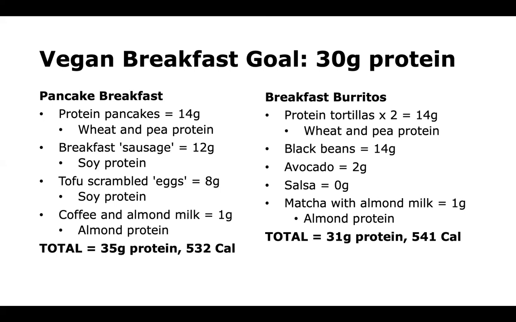And then we also have a breakfast burrito. So protein tortillas, which would be out of wheat and pea protein, so we'll have 2 of those. So 14 grams, so probably each tortilla is 7. Black beans, 14 grams. Avocado, salsa, and then matcha with almond milk would be that 1 gram, and that would give us around 31 grams of protein and 541 calories.